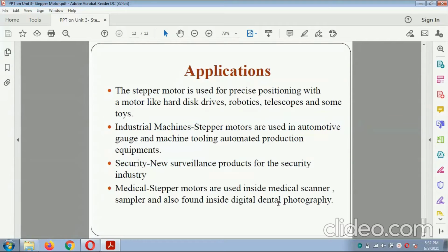So this is all about the stepper motor. Now in the next PPT we will study the DC motor.